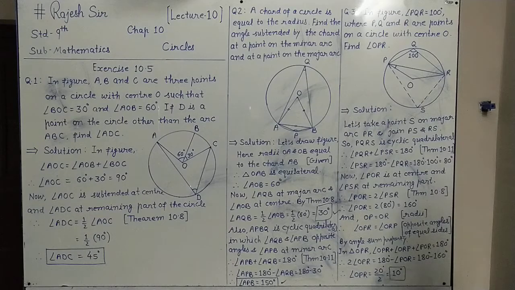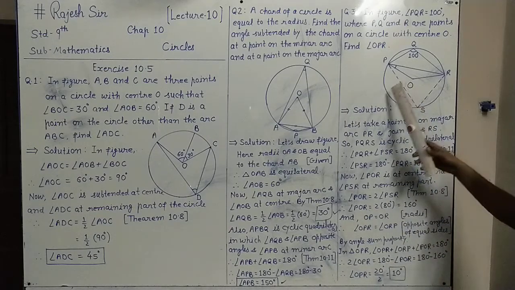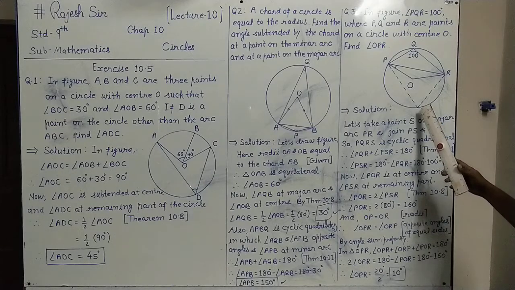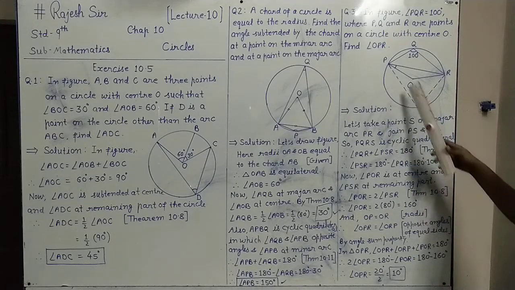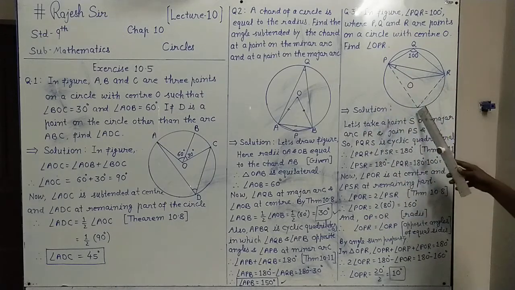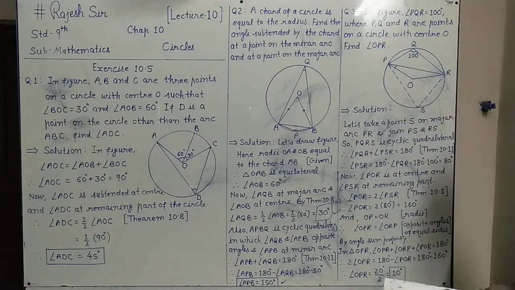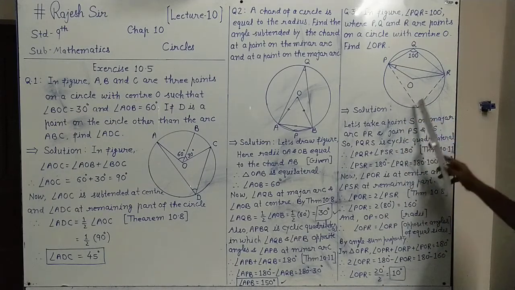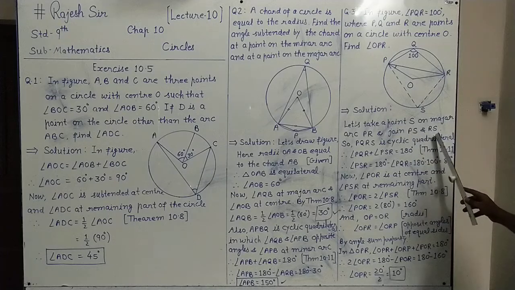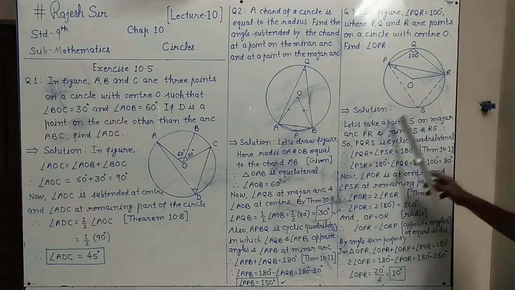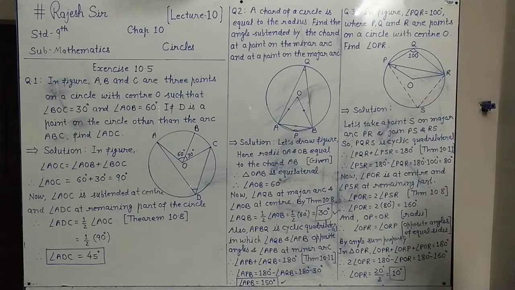Right? So in the solution, let's take a point S here. This is not given in the question, we are taking it. Let's take a point S on the major arc PR. We can take this point S anywhere on the major arc, and then join PS and RS. Now you see, PQRS is cyclic because all the four vertices are on a circle.